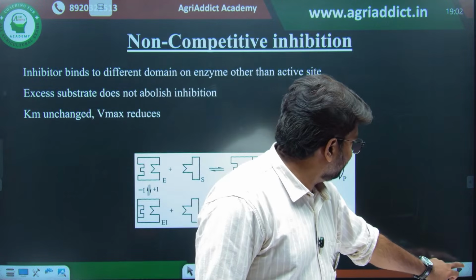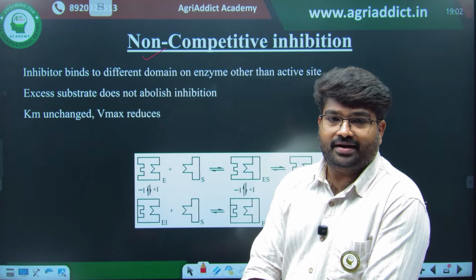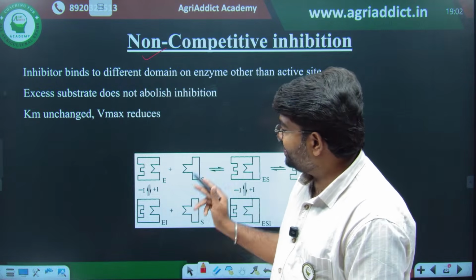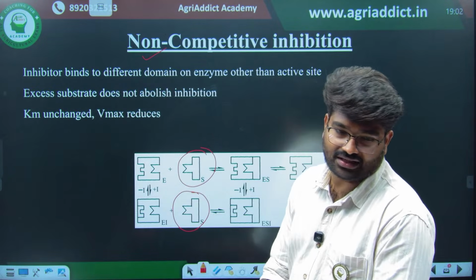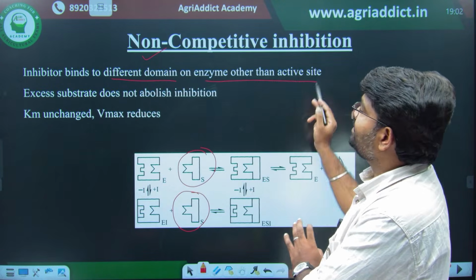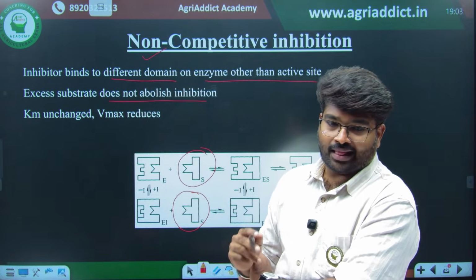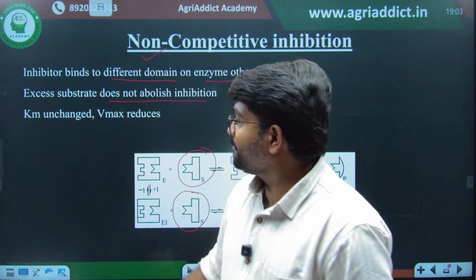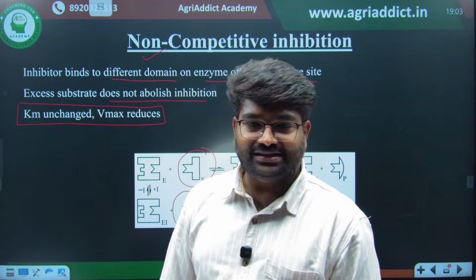The next classification, non-competitive inhibitor. Non-competitive inhibitor means the inhibitor can bind to the free enzyme and also to the enzyme-substrate complex. The inhibitor binds to different domains on the enzyme other than the active site. Excess substrate does not abolish the inhibition, and the most important thing, Km will be unchanged and Vmax will be reduced.